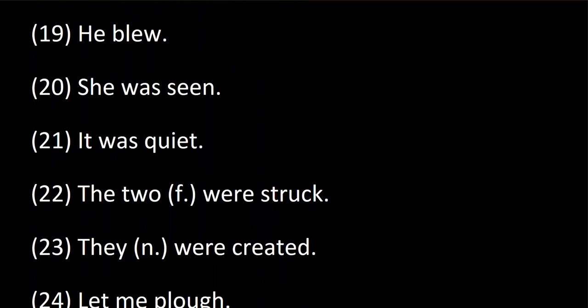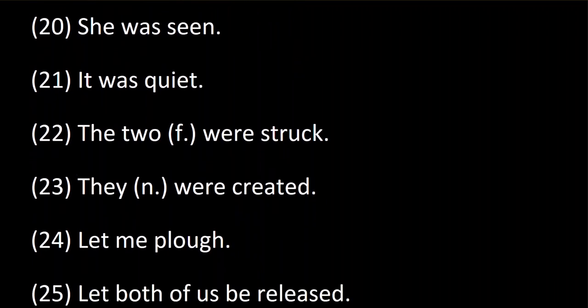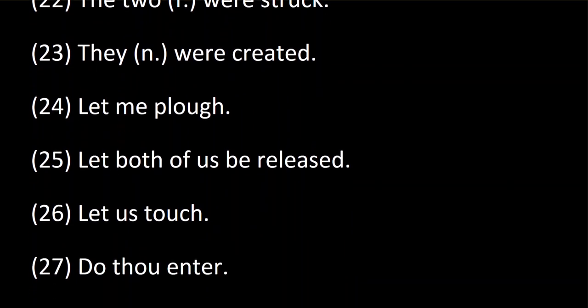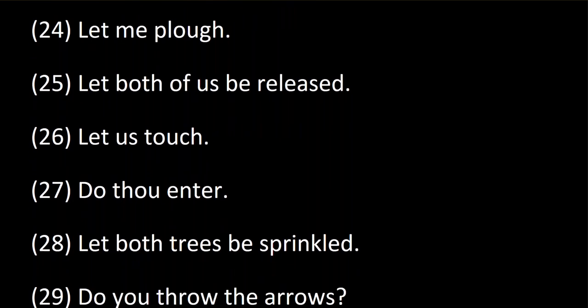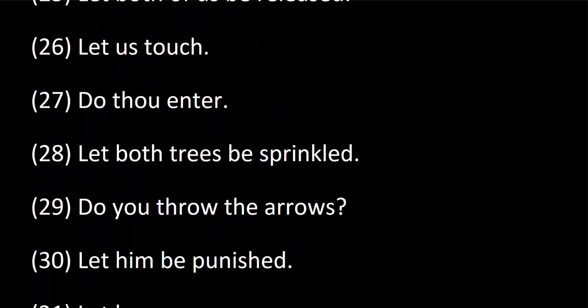Number 19, he blew. As you can notice, there's also an intermingle between the different tenses, not only the voices. Number 20, she was seen. Number 21, it was quiet. Number 22, the two were struck. Number 23, they were created. Number 24, let me plow. Number 25, let both of us be released. Number 26, let us touch.